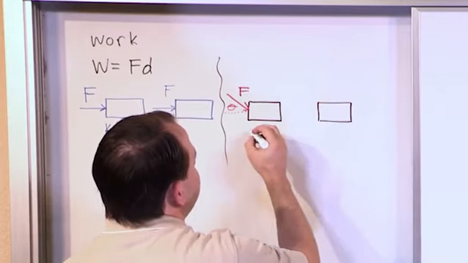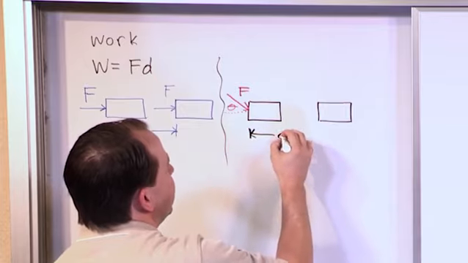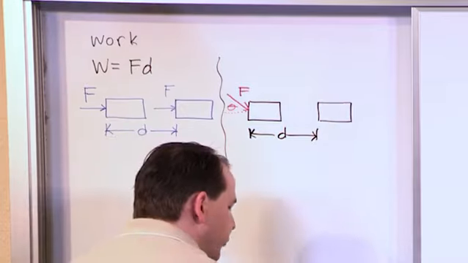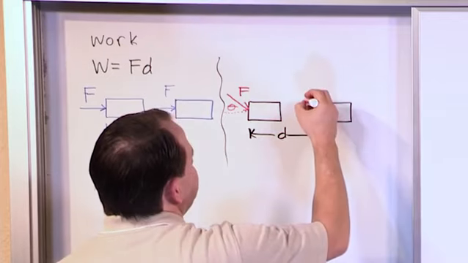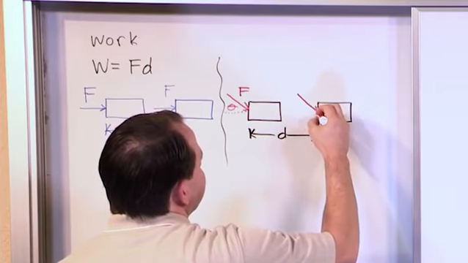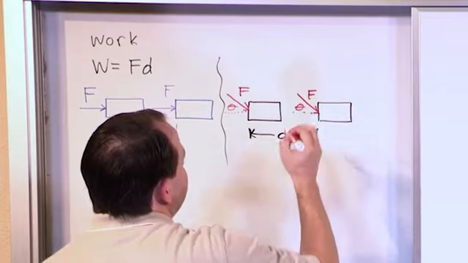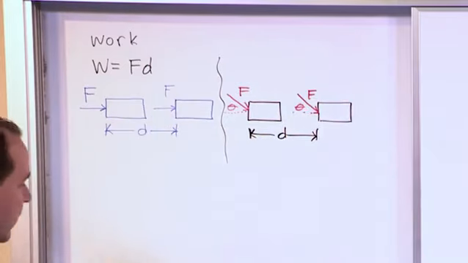So here, we're measuring from here. This is distance d, like this. And I'm still pushing with a constant force in this case. Nothing's changed, but I'm just angling this force down. So this is a force, and it's exerted at an angle theta from the horizontal.